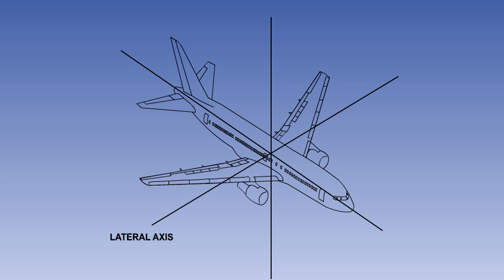The three axes about which an aeroplane rotates are the lateral axis, the longitudinal axis, and the normal axis.